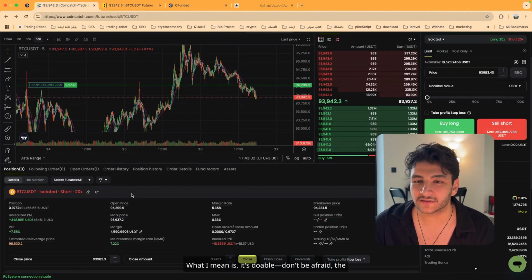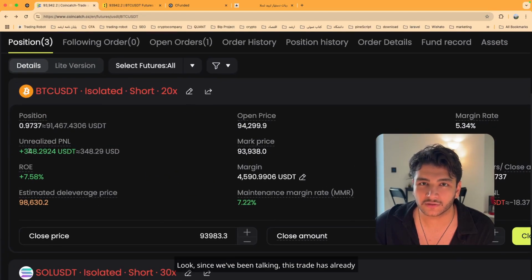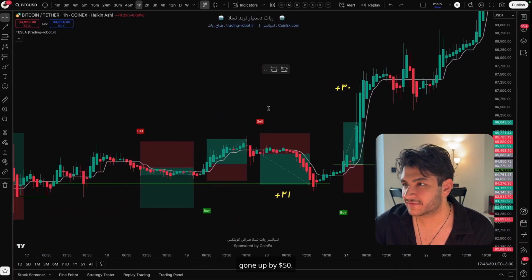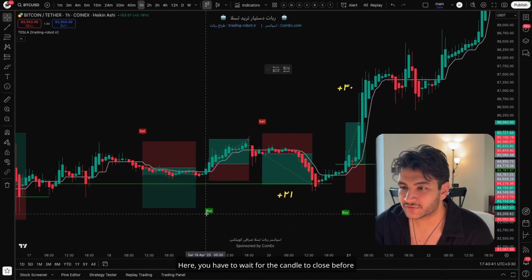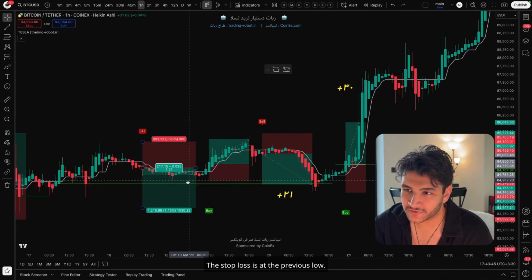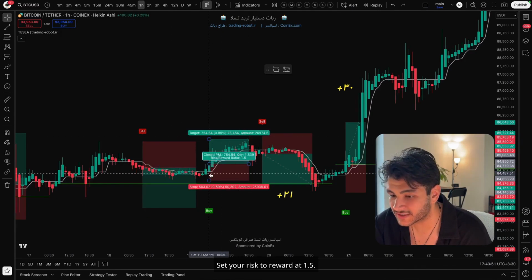What I mean is, it's doable. Don't be afraid, the process is correct. Look, since we've been talking, this trade has already gone up by $50. Here, you have to wait for the candle to close before you enter. The stop loss is at the previous low. You see where the previous low was? That's where your stop loss goes. Set your risk to reward at 1.5.